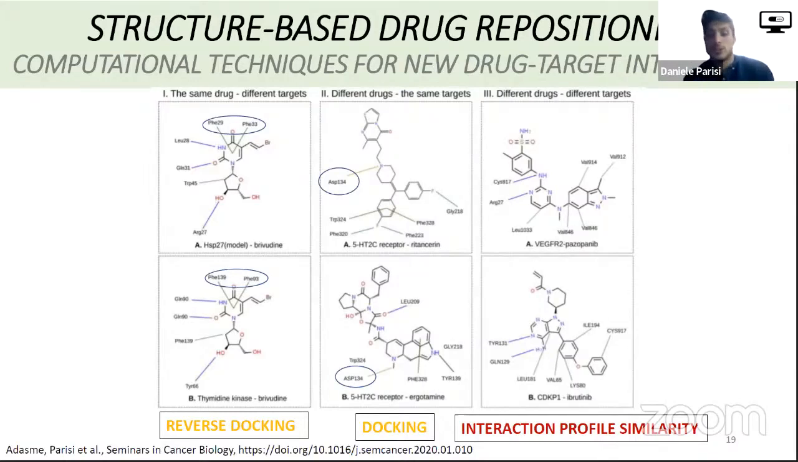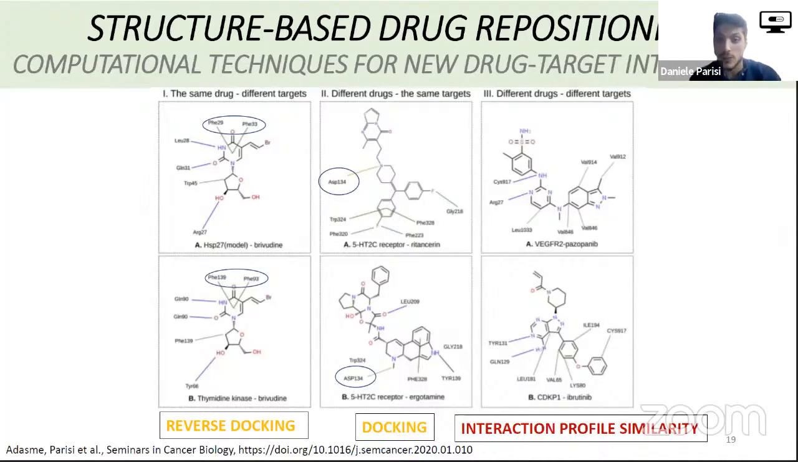For the interaction profile similarity method, like you can see here, it's possible to start from a coupled drug target and land into another coupled drug target that are completely unrelated with each other, and they share only the physical-chemical way of building the interaction inside the binding site.